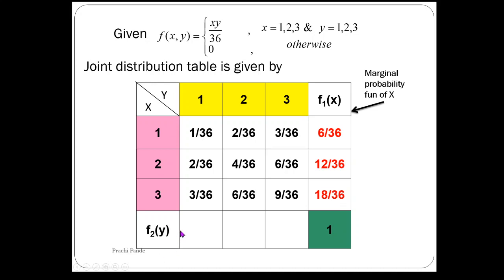Similarly, marginal probability function for y is given by 6 by 36, 12 by 36 and 18 by 36 for y equal to 1, 2, 3 respectively. And if we check, the sum of all f1x is 1, also the sum of all f2y is 1, and the sum of all these probabilities is also equal to 1.